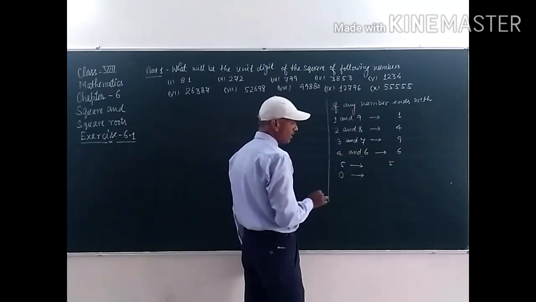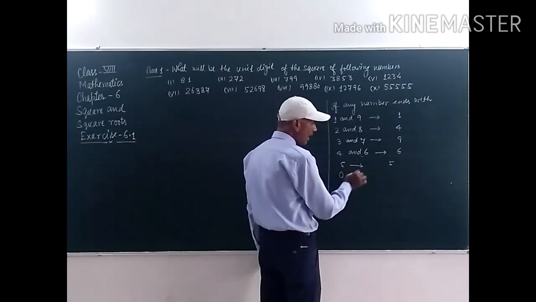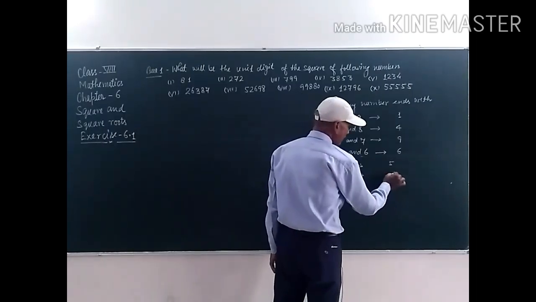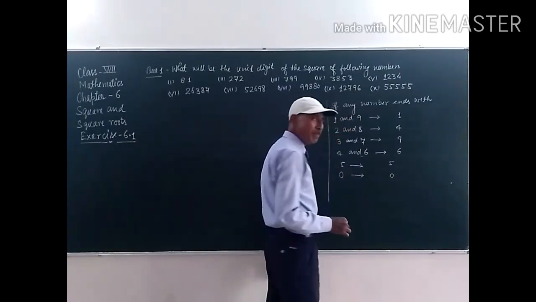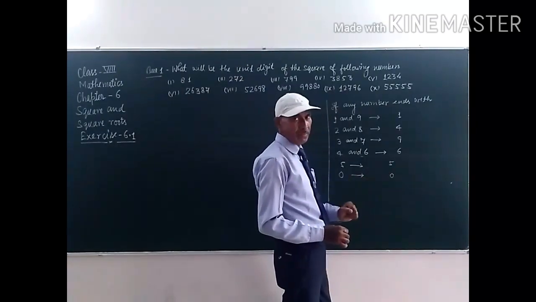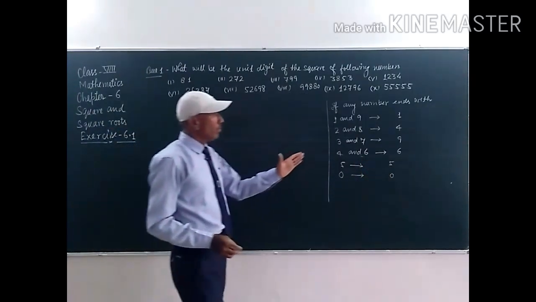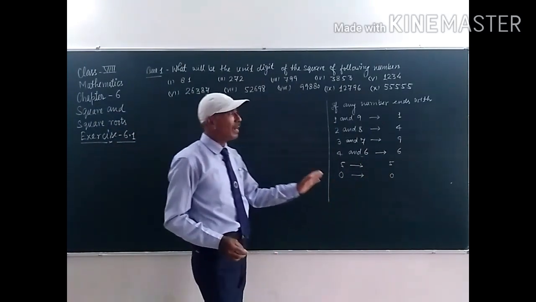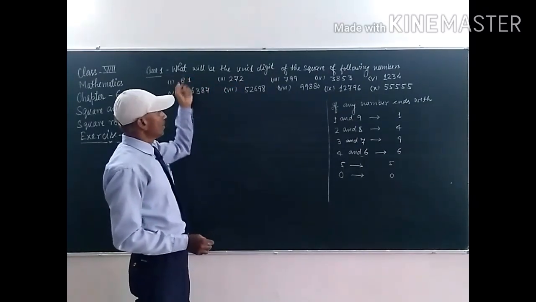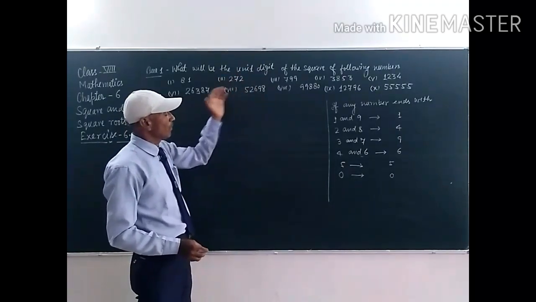If any digit ends with 0, then in the square of this number, there will be 0, student. And this 0 will be in pairs, student. Means it will be an even number of zeros, 2, 4, 6, 8 and so on, student. Now using these rules, we have to find out the answer of question number one. What will be the unit digit of the square of the following numbers?